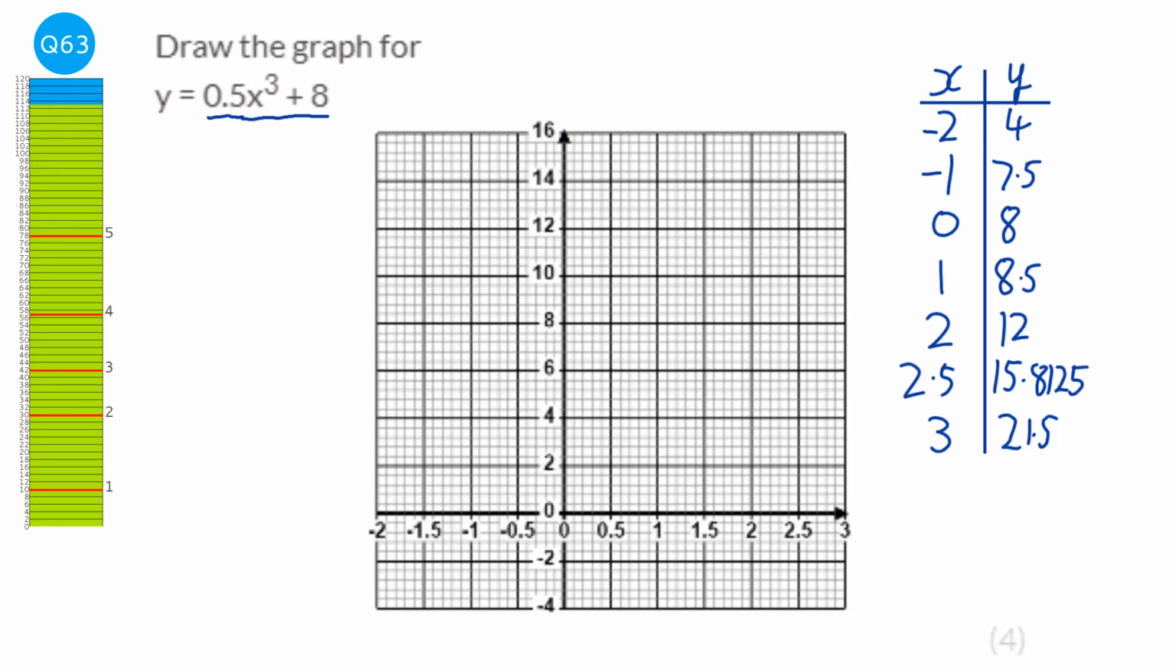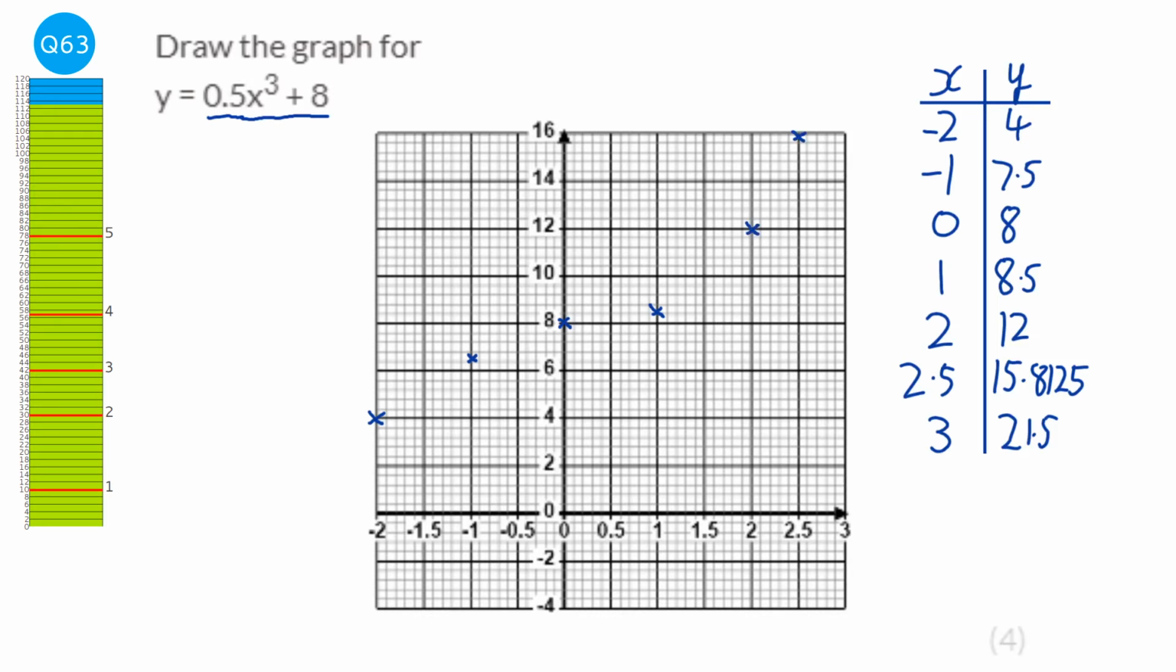So next thing we do is plot these coordinates. So minus 2 would be at 4, minus 1 is 7.5, which we can't be perfectly accurate for, but it's roughly there. Then 0 is 8. Then 1 is 8.5, roughly there. 2 is 12. And then 2.5 is just below that 16. So it's almost at 16.